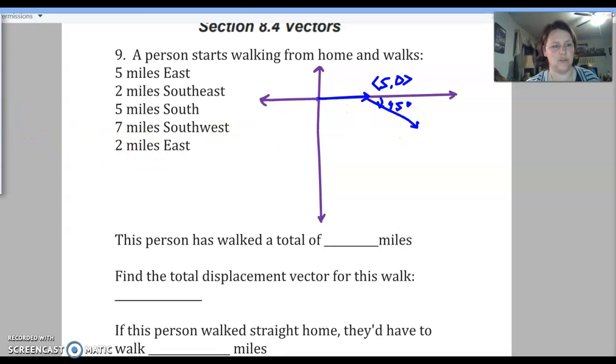Ooh, I should have made that a lot shorter. I shouldn't worry so much about that, but we'll shorten that up a bit. So a 45-degree turn, and this vector has a magnitude of 2 miles. I want to find the component form of a vector that would come directly from home to that point. So what would the component form be for that vector?